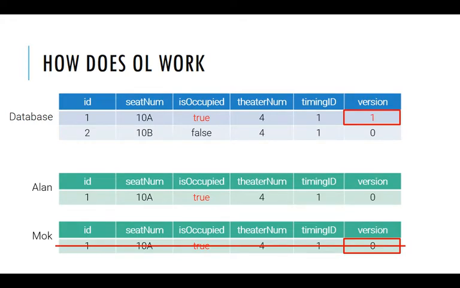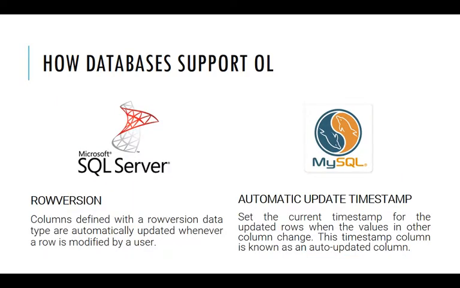Both Microsoft SQL and MySQL databases have special columns that automate the work of changing the cell value of a record whenever it is updated. Microsoft SQL has the rowversion type, and any columns defined with a rowversion data type are automatically updated whenever a row is modified by a user. MySQL has the traditional timestamp data type that can be flagged with an attribute of ON UPDATE CURRENT_TIMESTAMP that allows the column to take the current timestamp value when the value of other columns in the record change.